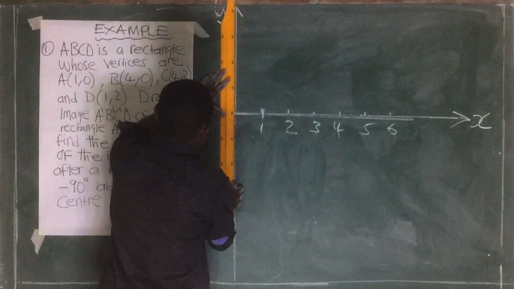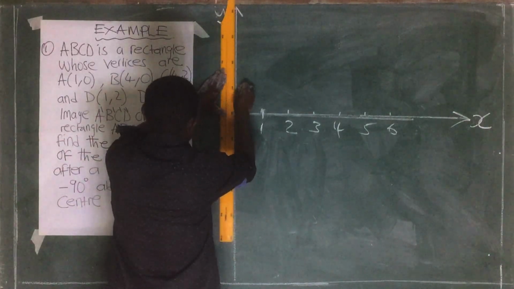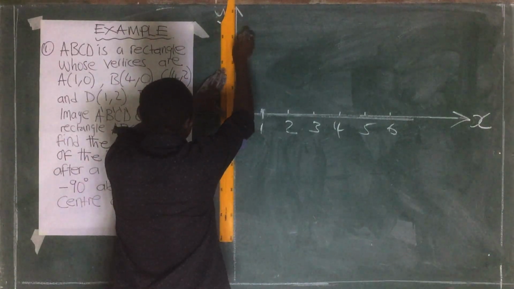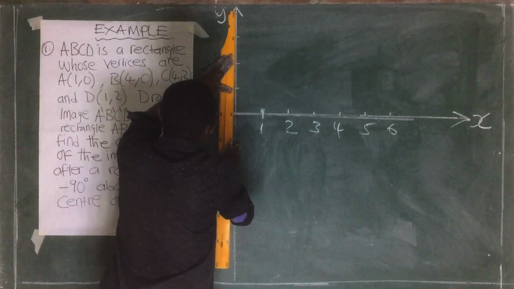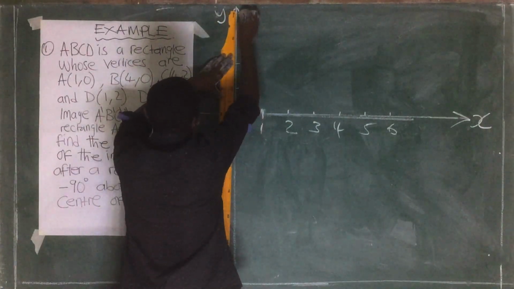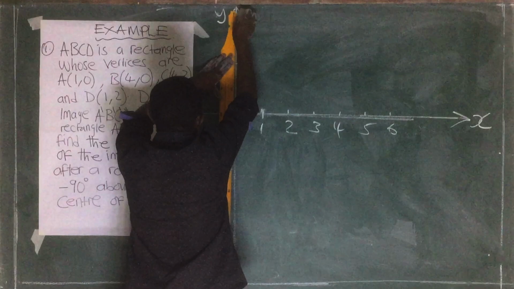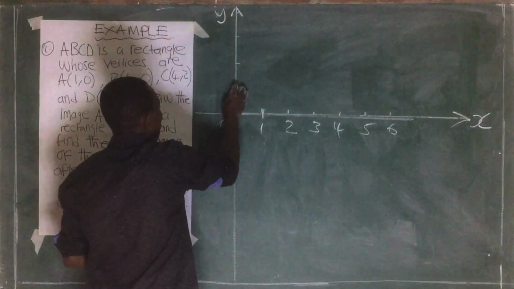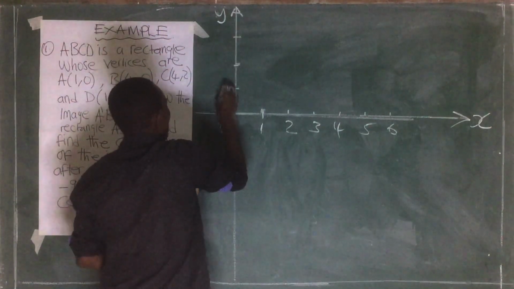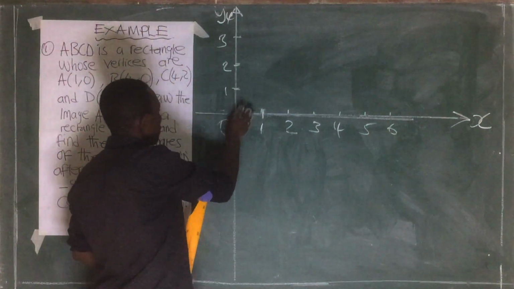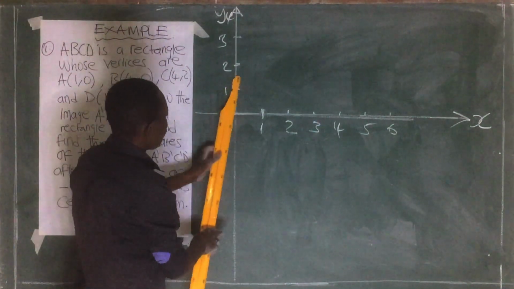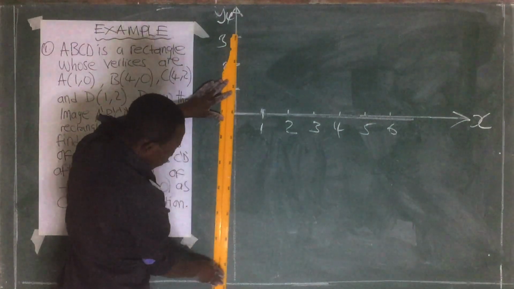On the y-axis, the same, the positive part. We've got 1, 2, 3, and up here, let's have a 4, at least. So 4 will be here, right? So I've got this one here, 1, 2, 3, 4. 1 unit at 2 centimeters. So down here, the same scale.